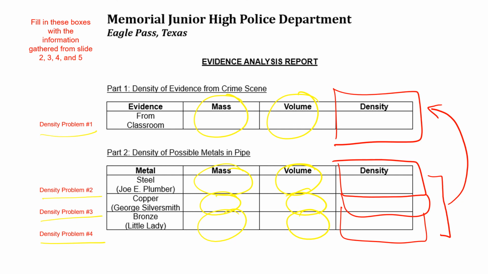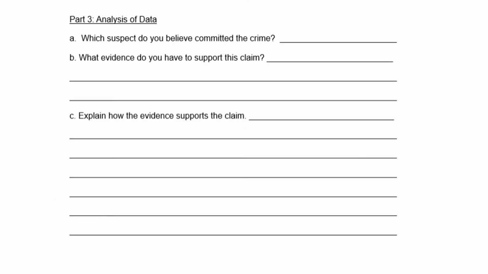guilty person is. Here is where you are going to explain your reasoning. Which suspect do you believe committed the crime? Right here, you're going to tell me the name of the person. Okay? And then you're going to explain to me what evidence do you have to support this claim. Here you are going to give me the answer, in other words, the density. Okay? And then here, explain how the evidence supports the claim.